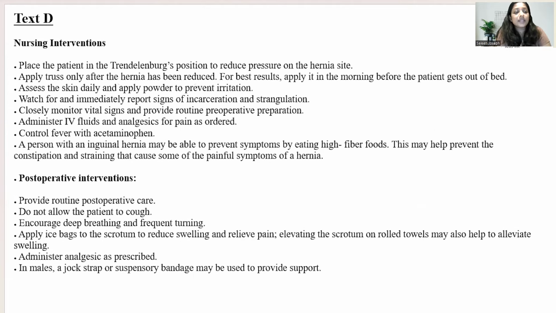Fine, we'll move to the next text, text D. Nursing interventions, post-operative interventions, they have mentioned. And under nursing intervention, they have mentioned some points. Okay, what are the things you need to administer, monitor, assess. Then post-operative interventions, there also, what all the post-operative care, provide routine post-operative care, all those things they have mentioned under the post-operative interventions. Fine. So your time is finished.